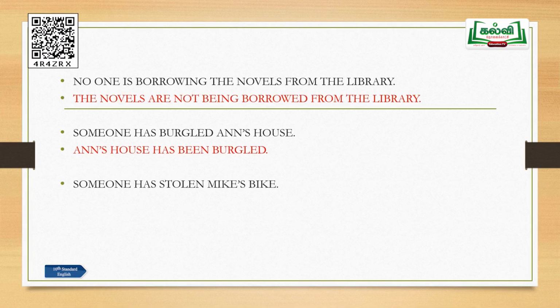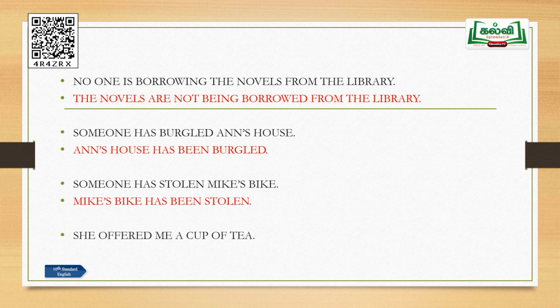Someone has stolen Mike's bike. So subject, verb, object, identify. So when we change it to the passive voice, Mike's bike has been stolen by someone is omitted. Mike's bike has been stolen is the answer. She offered me a cup of tea. So in this case, if it is mentioned in the question saying you can omit the agent, you can omit the agent.